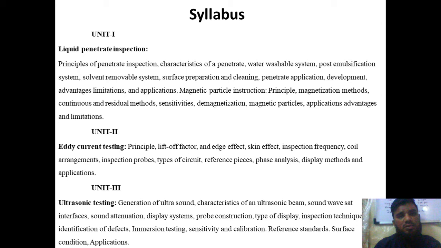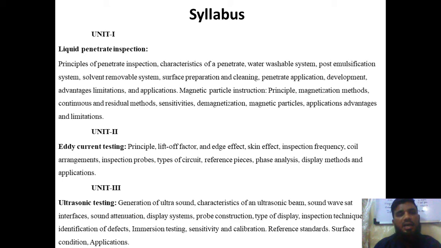The first unit deals with liquid penetration inspection techniques. In this, how the inspection is going to be done on the materials, what is the principle behind it, what are the characteristics, what type of liquids and solvents can be used on the material, and what surface treatment is required for such material. Along with that, we will see some magnetic particle inspection, and how it can be done on magnetic materials like ferrous materials.